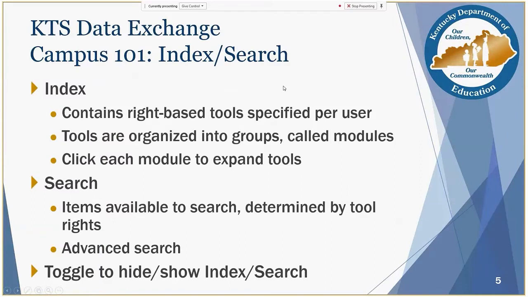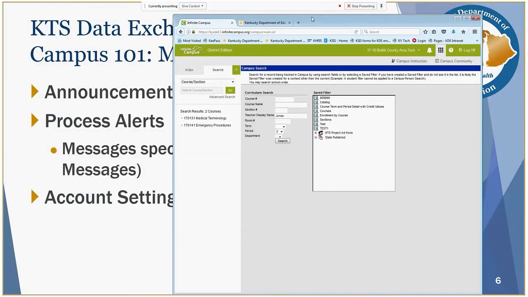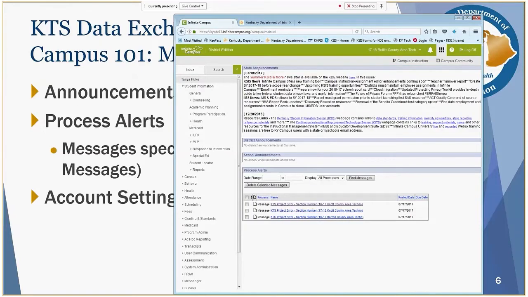And then the last area of your workspace is going to be the main workspace. In the main workspace, let me go back to my home, you're going to see announcements: state announcements, district announcements, school announcements. Then you're also going to see the process alerts. This is where you'll see KTS messages and stuff like that. You can actually delete these out of here. They will populate every night. You'll get a fresh message every day as long as the issue remains.